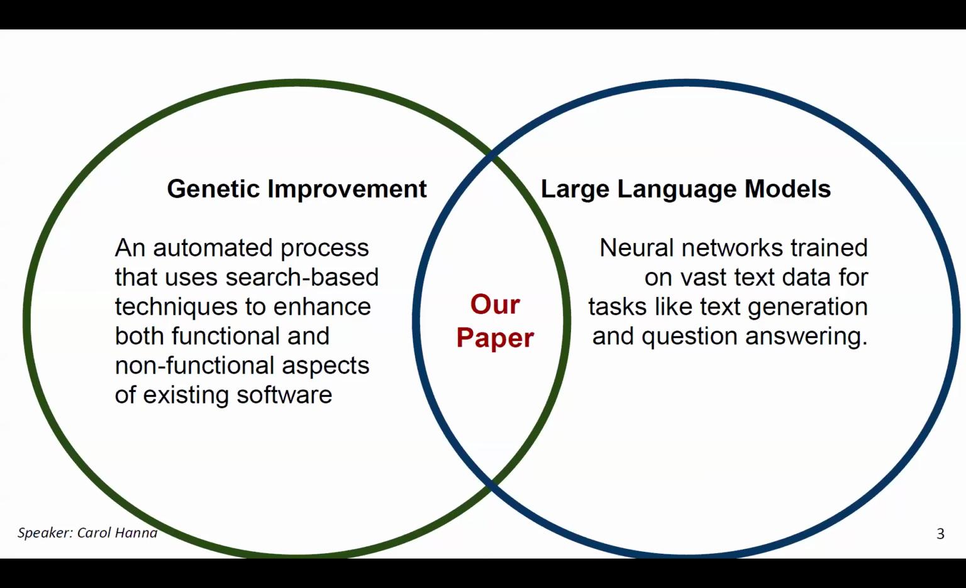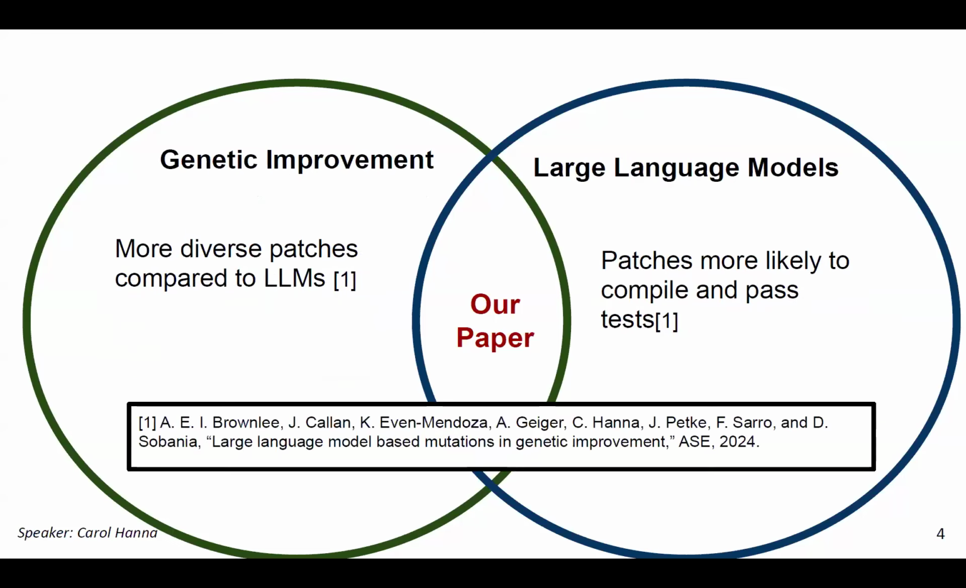And then we have large language models, which are neural networks that are trained on very huge amounts of text data, and they're used for tasks like text generation and question answering. The intersection of these two topics is not new.